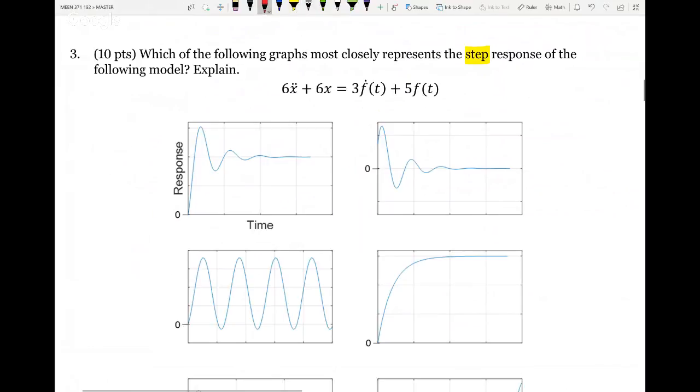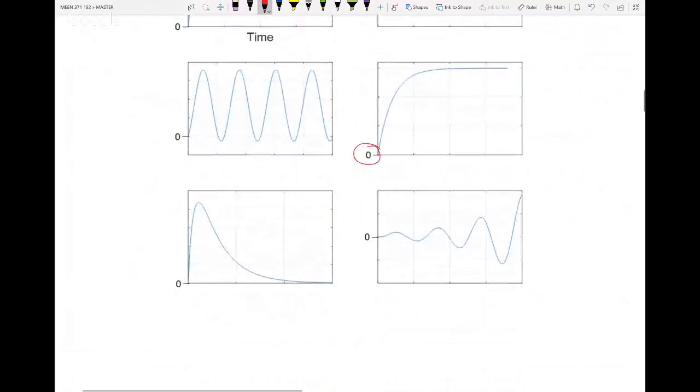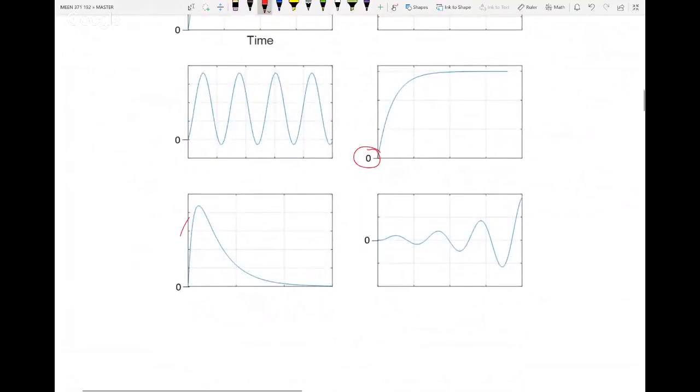Okay, so for example, right here, it starts at 0 and it settles at 0. So that is not likely going to be a step response. In contrast, this one starts at 0, but then it settles up here, so that is potentially going to be a step. Same thing here, it settles back at 0, right? So it's probably not a step.